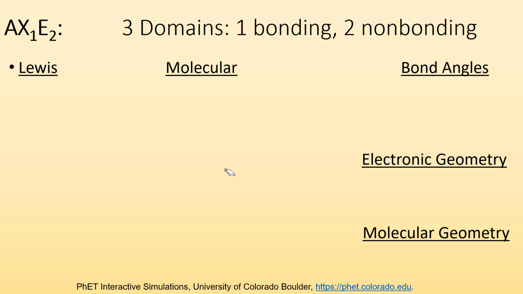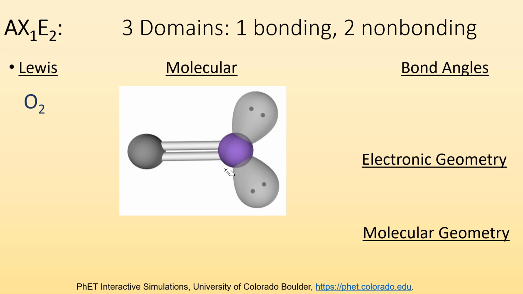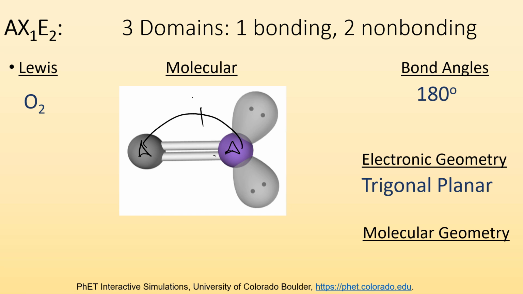AX1E2, still 3 domains, but this time we have only 1 bonding and 2 non-bonding. An example could be O2. So you can see we have the 1 bonding domain, but then we also have 2 non-bonding domains. So the bond angles here, since I'm just looking at the atoms with bond angles, the angle between these 2 things is 180 degrees. Because even though it has an electronic geometry of trigonal planar, its molecular geometry is linear. You can see how the atoms make a straight line, but if you look at all the domains, including the unshared electrons, you got a different shape.